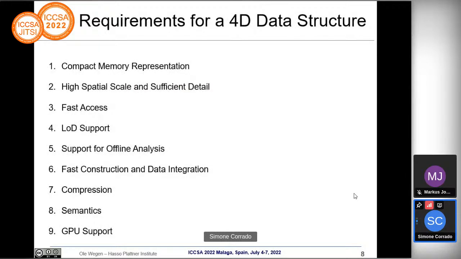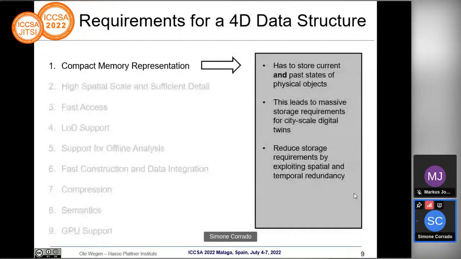Now, this is really the core of our work. We outlined 9 requirements for such a data structure, which we derive from the challenges of digital twins and point clouds in the context of smart cities. Due to time limitations, I can't go into detail for each of these requirements, so I refer you to our paper if you're interested. But I want to highlight some of these.